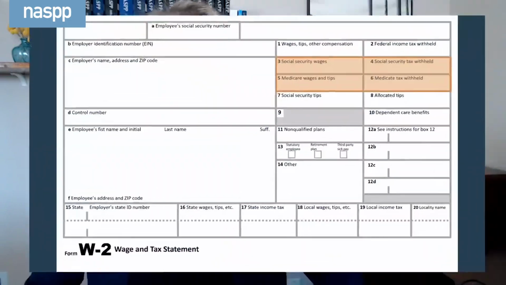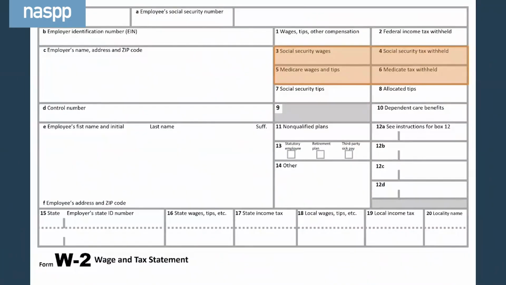In many cases, the company is also required to withhold federal income tax on those wages. That withholding is aggregated with the employee's other withholding for the year and reported in box 2. Next up on our tour will be boxes 3 through 6. These are the FICA boxes.